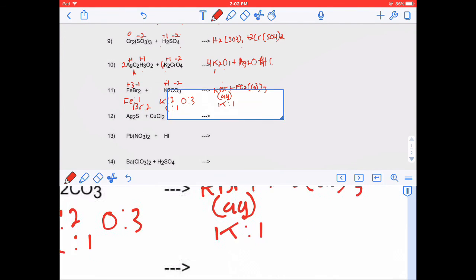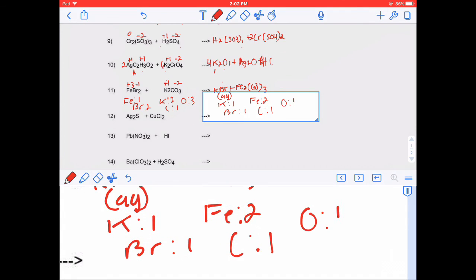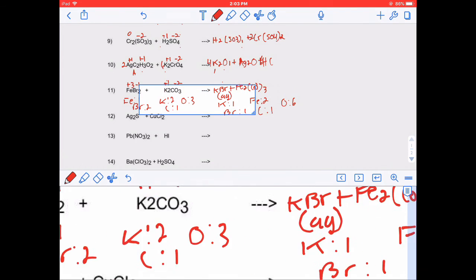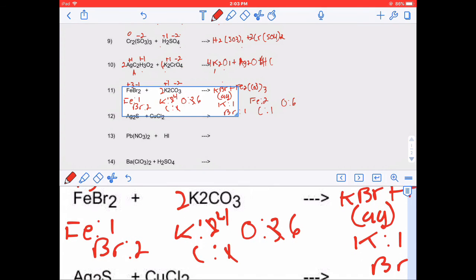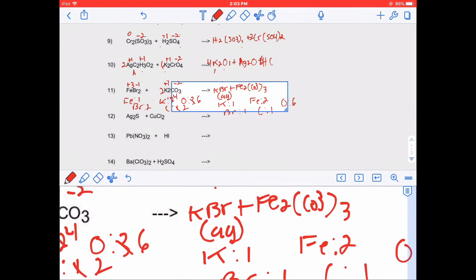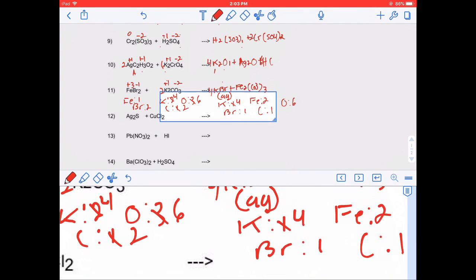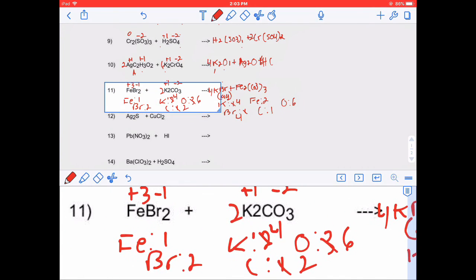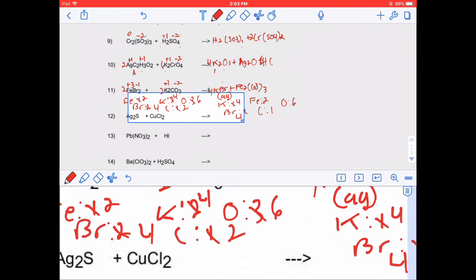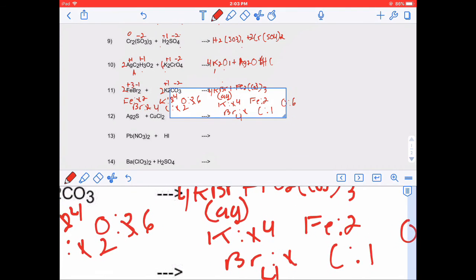Alright, now I'm just gonna balance it out. I'm just working out the equation now. 2 in front of the K2CO3, a 4 in front of the KBr. And that should balance it out. Really, yeah. So that's it.